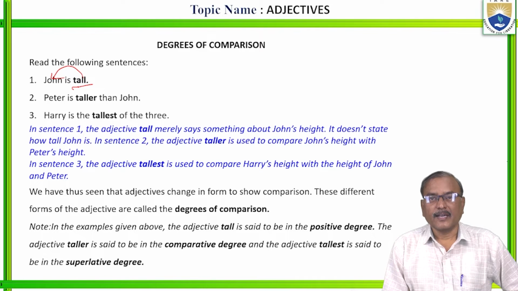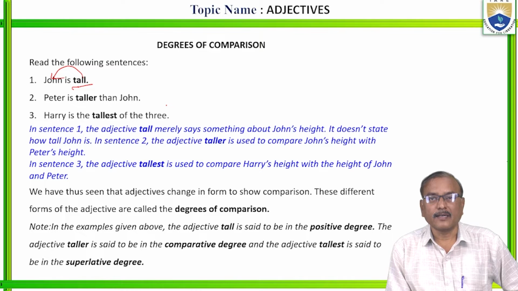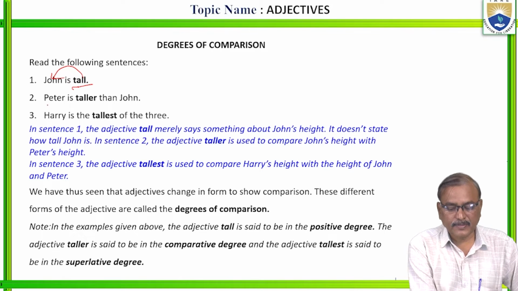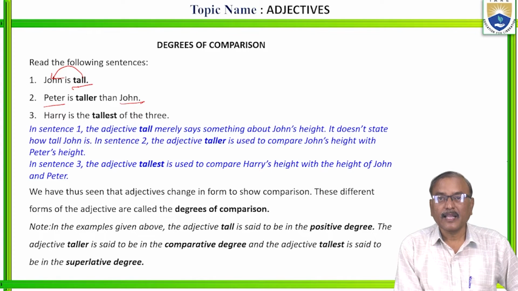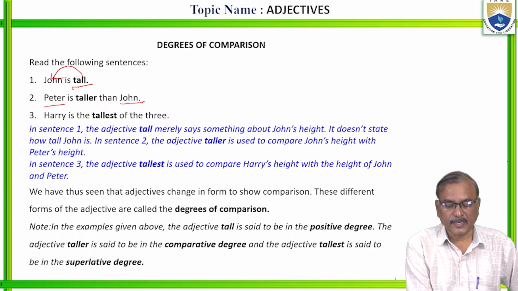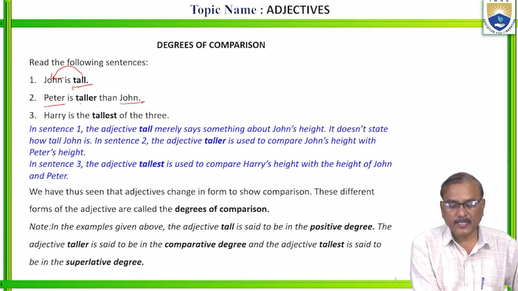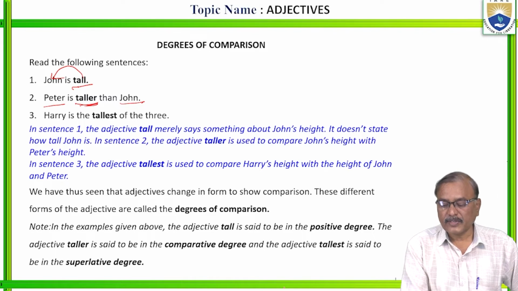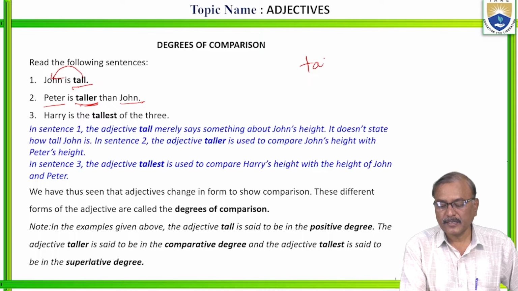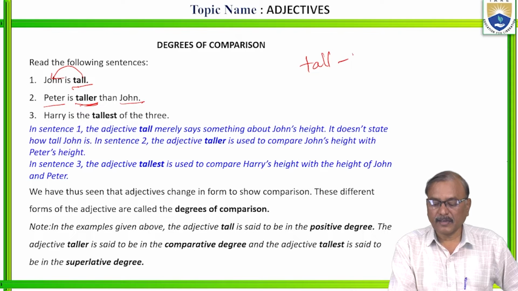And the next one, Peter is taller than John. So here there is a comparison between Peter and John, and the comparison is between two. When the comparison is between two, when we want to say one is more than the other, we use taller. So for the adjective tall, it is in the positive degree, and this taller is the comparative degree.